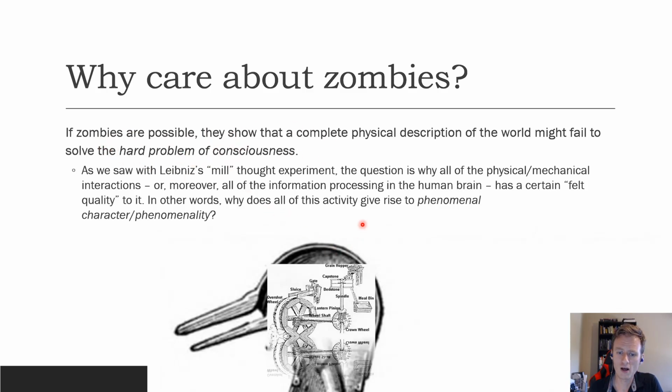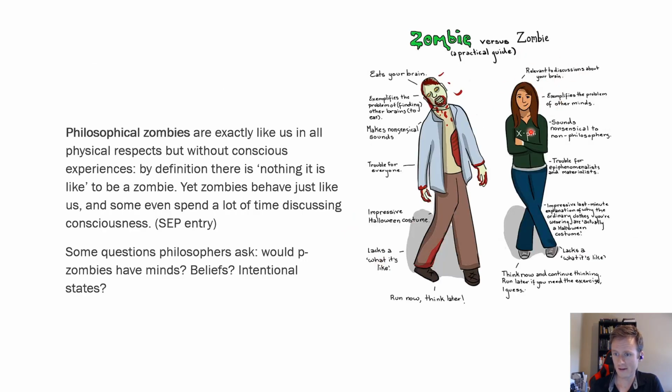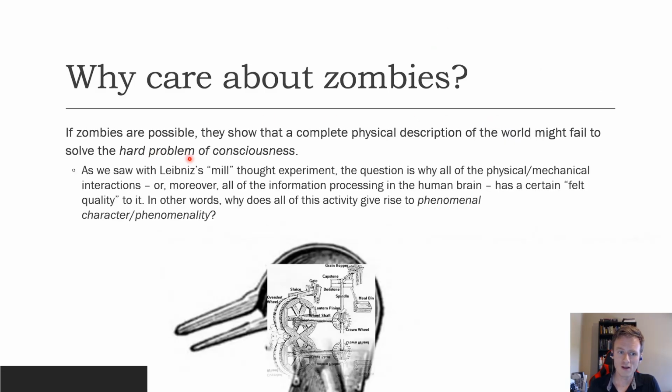And the point is, well, if you could have a zombie that is an exact physical duplicate of a conscious person, then it can't be the case that the physical features of the person explain why the person is conscious in the way they are, right? Because there's no physical difference. Without a physical difference between the conscious and unconscious person, you can't have an explanation for consciousness.